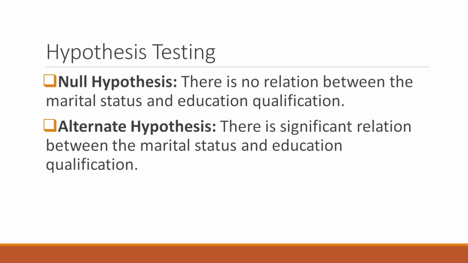And the alternate hypothesis is the opposite of the null hypothesis. It's a statement that there is a significant difference, effect or relationship between the variables being studied. This is what researchers typically want to prove or support. So here in our scenario, our null hypothesis will be that there is no relation between the marital status and the educational qualification, and our alternate hypothesis will be that there is a significant relation between the marital status and the educational qualification.